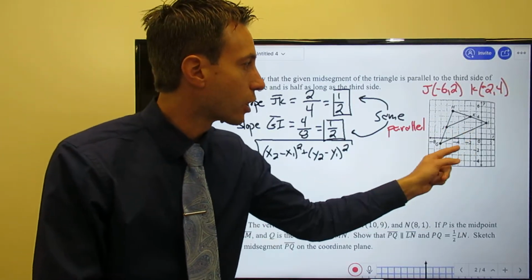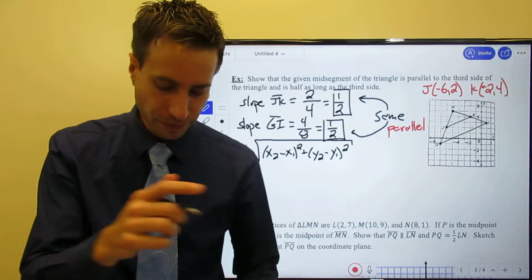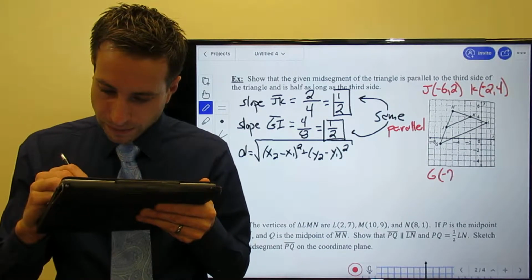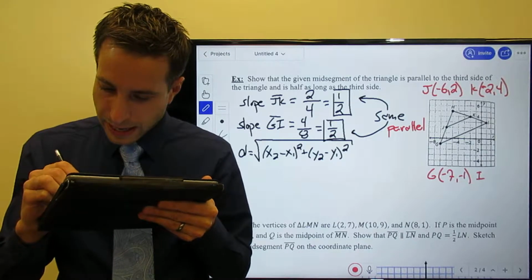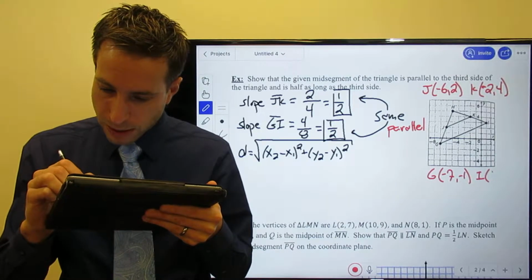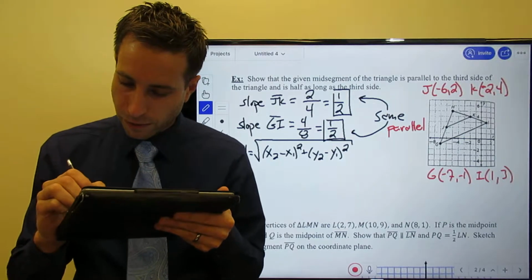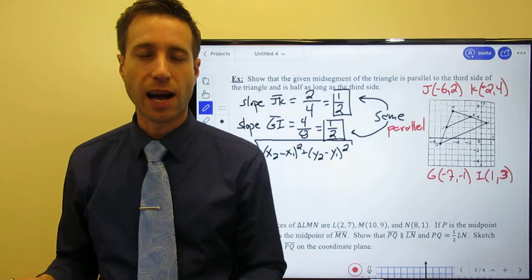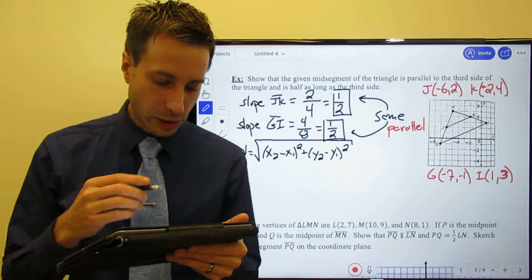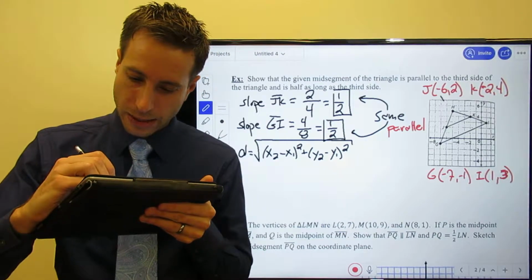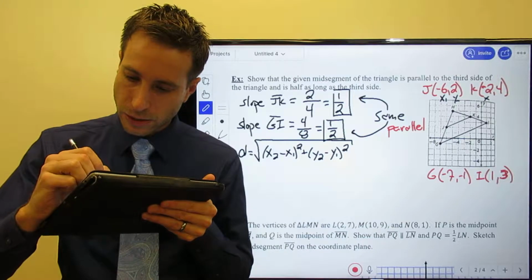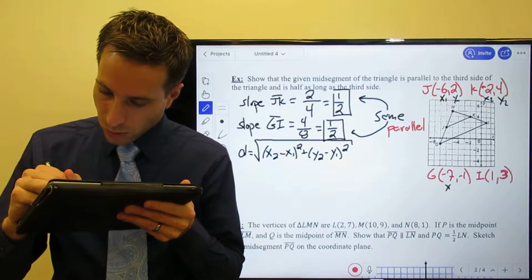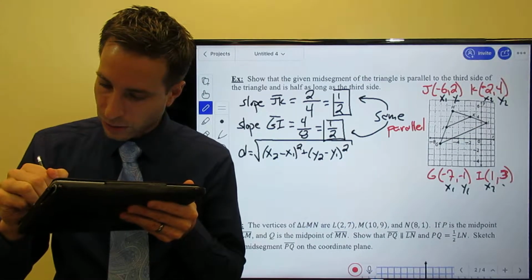Again, I know that because it's on a coordinate plane, so all I have to do is just find those ordered pairs, G and I. G is at (-7, -1), and I is at, it looks like, (1, 3). Alright, now that I've got my ordered pairs, all I have to do is assign x1, y1, x2, y2, which really isn't too terribly tricky. We'll do x1, y1, x2, y2 for G and I.